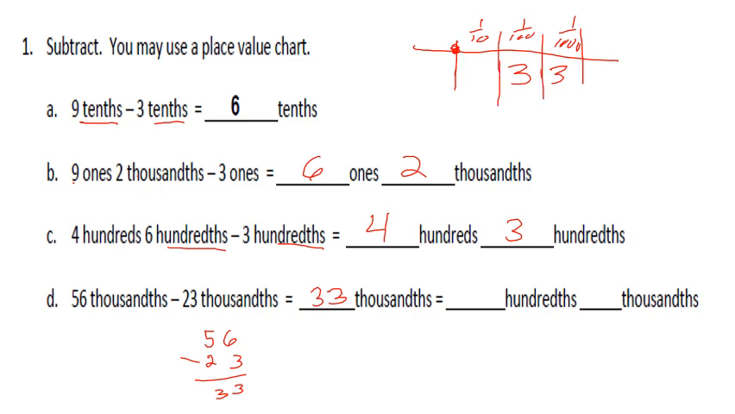Now it wants me to write 33 thousandths. I can see I have 3 hundredths and 3 thousandths.